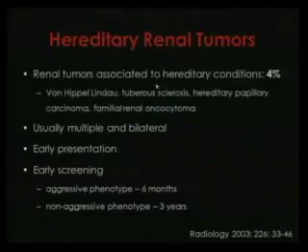Another association of tumors is hereditary conditions, and we have a large list like von Hippel-Lindau, tuberous sclerosis, hereditary papillary carcinoma, and familial oncocytoma. Usually, these tumors are multiple and bilateral with earlier presentation than isolated renal cell carcinomas. We said the 6th decade; usually these tumors are between the 4th and 5th decades. And early screening is suggested for these patients.